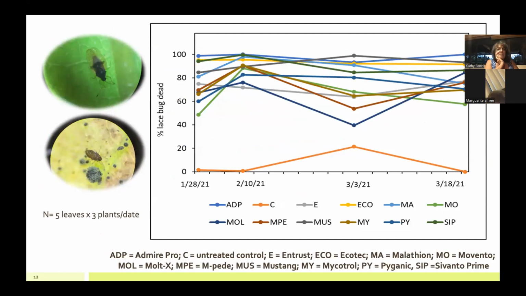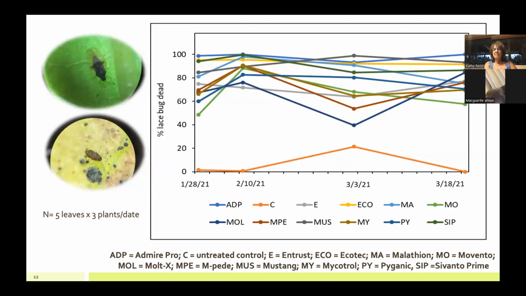So this graph represents the percent of bugs dead after application. Each dot represents a 5-leaf sample per tree per replication on each of these dates. So basically what this shows is pretty much all the products were effective at killing the insects. Some products were a lot better than others, but everything pretty much worked better than the control. This orange line at the bottom is the untreated control, which showed little to no death. And then everything else was at least 40 to 50% or better.